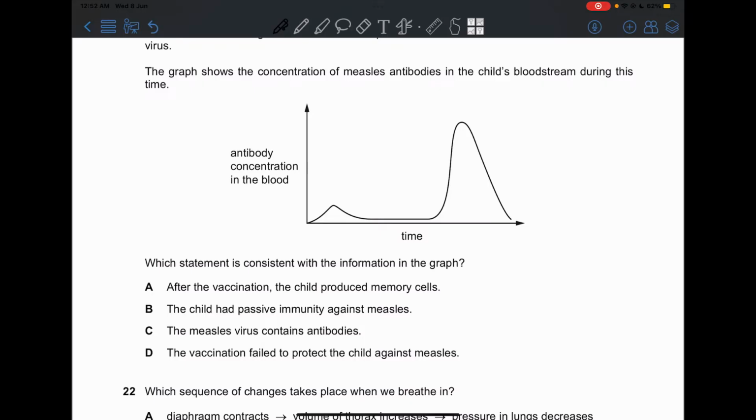So let's read the options. After the vaccination, the child produced memory cells. Now this is correct. Why is option B incorrect? The child had passive immunity.